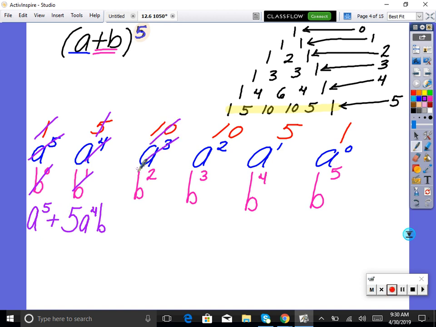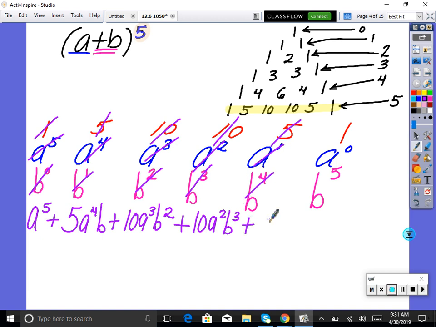Now 10a cubed b squared. 10a cubed b squared. It was a positive, so plus. Then we have plus 10a squared b cubed. We're multiplying straight down. 5a b to the 4th. Multiplying straight down. 1 times 1. Any base to the 0 power is 1 times b to the 5th. So then we have plus b to the 5th.